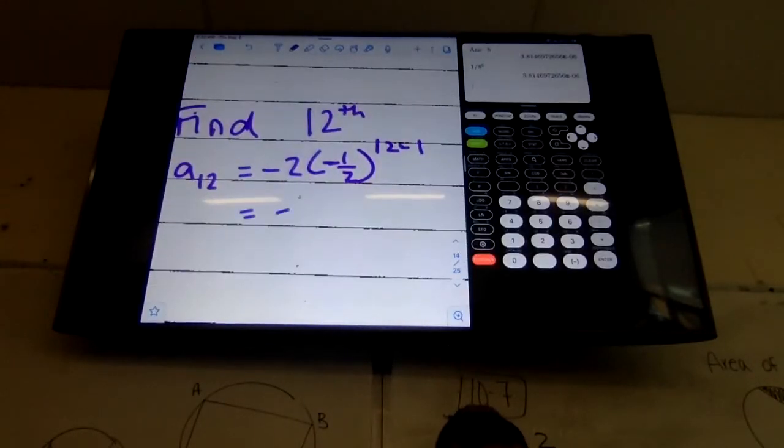Okay. So would you subtract it from the power? Where are we subtracting?